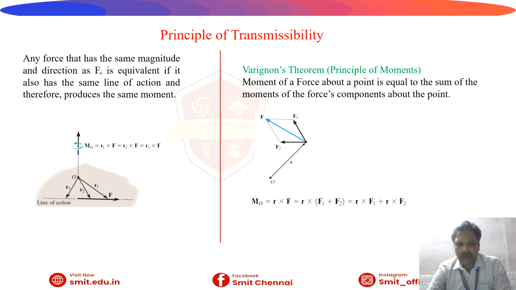Then here also Varignon's theorem, that is the principle of moments. The moment of a force about a point is equal to the sum of the moments of the force components about the same point. We take the algebraic sum of the moments of all forces about one particular point, which is equal to the moment of the resultant force about the same point. That is the definition. Here we wrote it like this: MO equal to R into F equal to R into (F1 plus F2), which is equal to R into F1 plus R into F2.